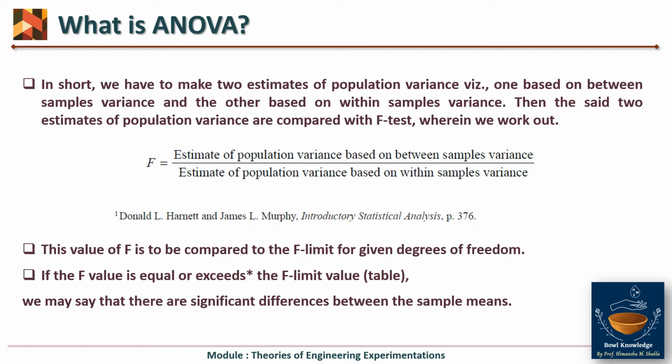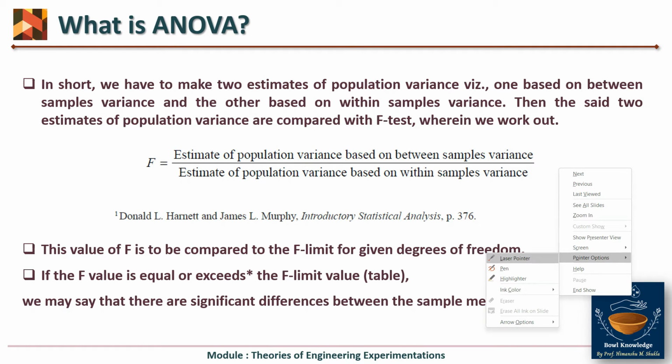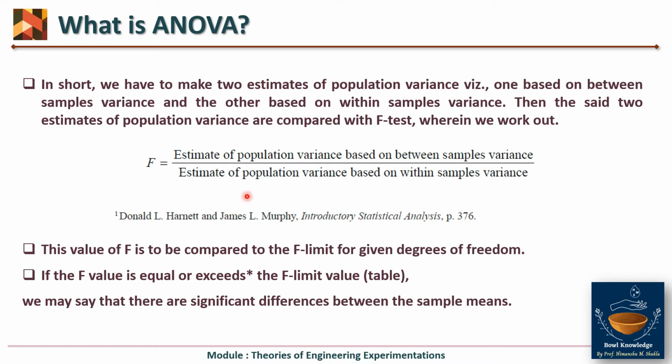So this value of F is calculated by this ratio, which is visible on the screen, you can see my laser pointer. In the denominator there is variance within sample, and in the numerator there is variance between sample. So this ratio is called the F ratio. This is our data, F of our data. We will compare it with F limit from a table. I will show that table later on. So that table having a standard reading of F, we compare these two values.